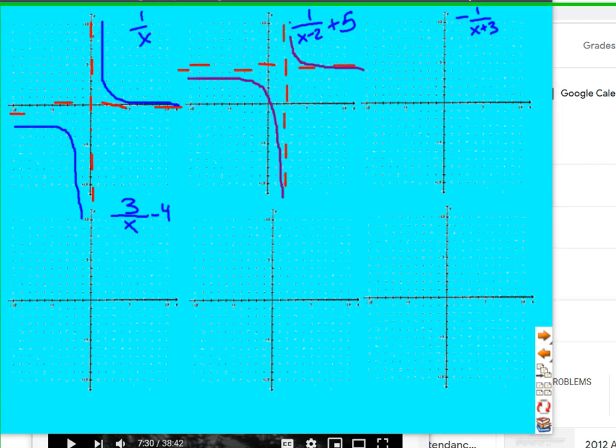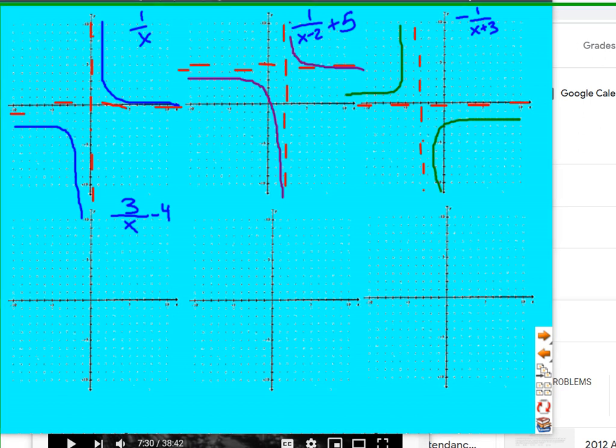In this third problem, you're shifting to the left 3, so this vertical asymptote now is at x equals -3, and you've not shifted up or down, so your horizontal asymptote is still the same. The difference with this one, though, is that you have a negative out in front. So instead of top right and bottom left, we have to flip those. Top left, bottom right. Like so.